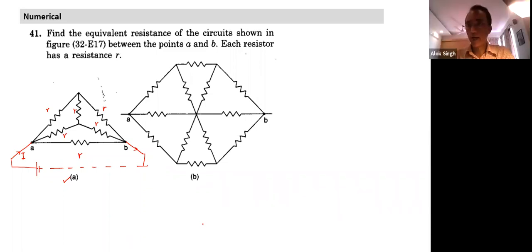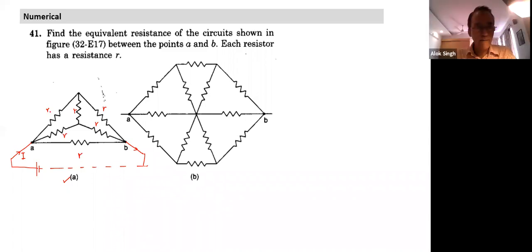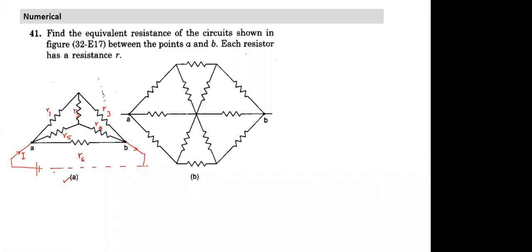Hemant, can you solve this question? Yes, sir. Tell me, how would you solve this one? See, all resistances are equal, but just for the purpose of identification, I am giving them numbers: 1, 2, 3, 4, 5, 6. How would you solve it, Hemant? I'm checking if there's any series and parallel.